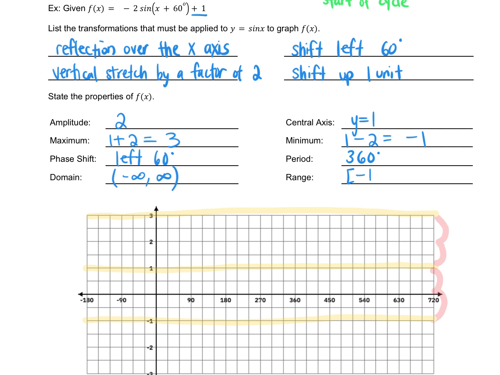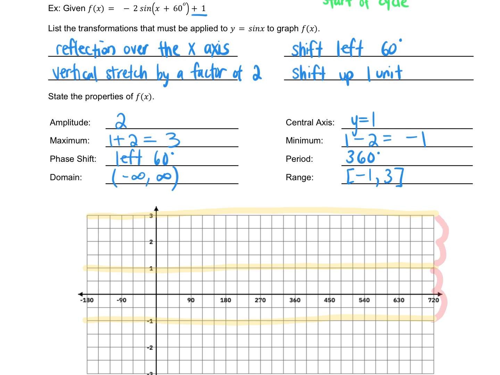And the range from the minimum to the maximum. Now that period of 360 will only be affected if there were to be a horizontal stretch or compression, but that is not part of this course. But I just wanted to make a note that for us it's going to be 360, but it is possible for it to change with other types of transformations.